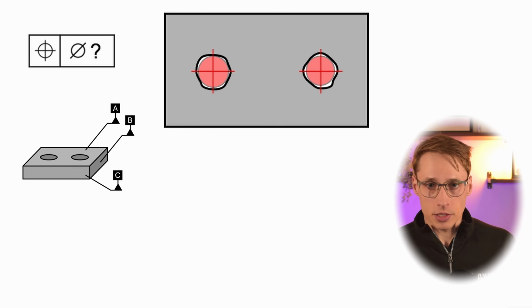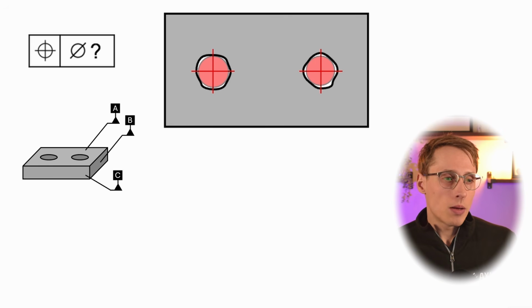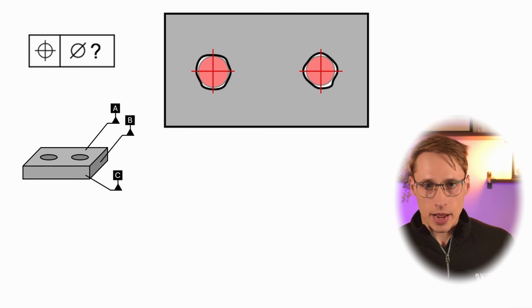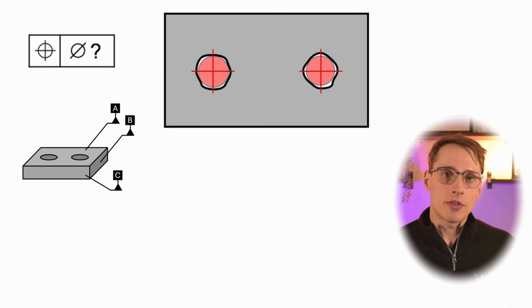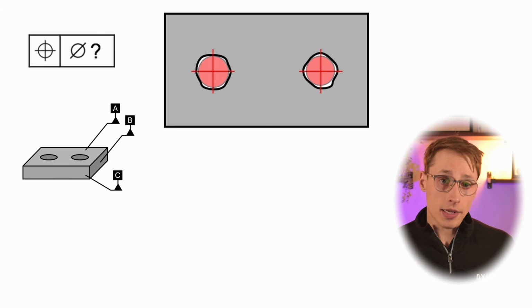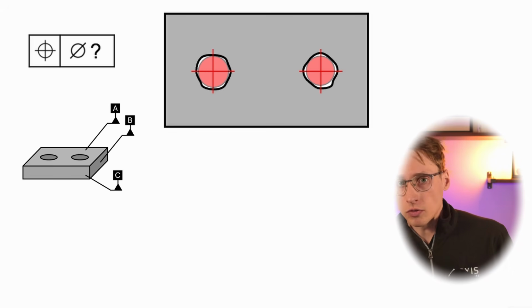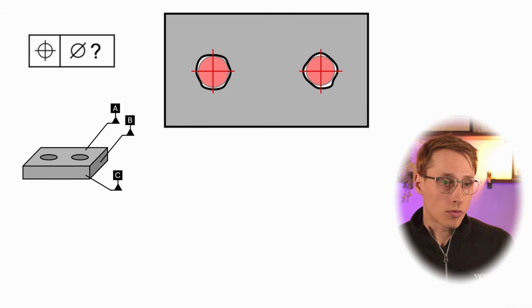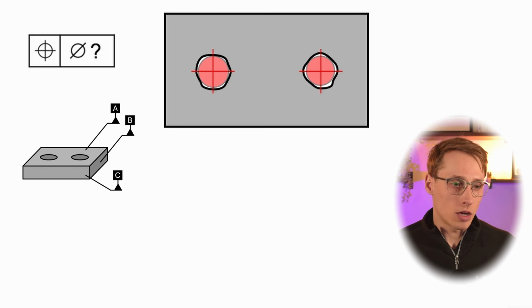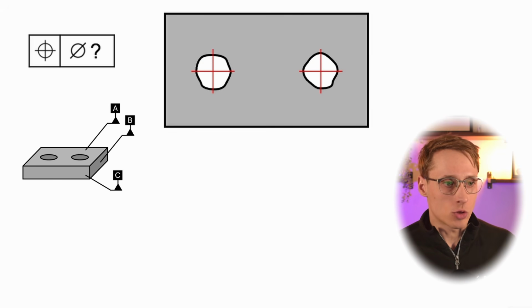Well, the red crosshairs in this case are the feature axis. And how does one define a feature axis? Well, in Y14.5, a feature axis is defined by the axis of the unrelated actual mating envelope. So these red circles are representative of the unrelated actual mating envelope of those features. Now, the unrelated actual mating envelope fades away, so we're left with the crosshairs.